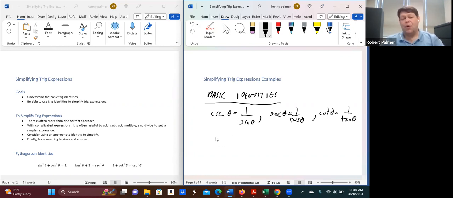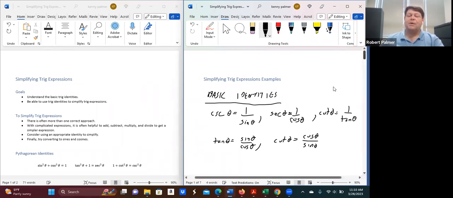A couple more that you are hopefully familiar with is that tangent of theta is sine over cosine. So it's sine of theta over cosine of theta. And cotangent, of course, being the reciprocal of tangent, is cosine of theta over sine of theta.